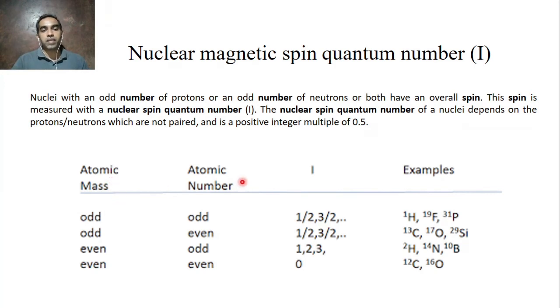See, you have to look at atomic mass and atomic number. If atomic mass is odd and atomic number is also odd, then it is a half integer. If atomic mass is odd and atomic number is even, then it is also a half integer. If atomic mass is even and atomic number is odd, then it is a full integer. These are some of the examples. If both are even, then it is 0. If it is 0, then it is not at all NMR active. I should be either a half integer or a full integer.